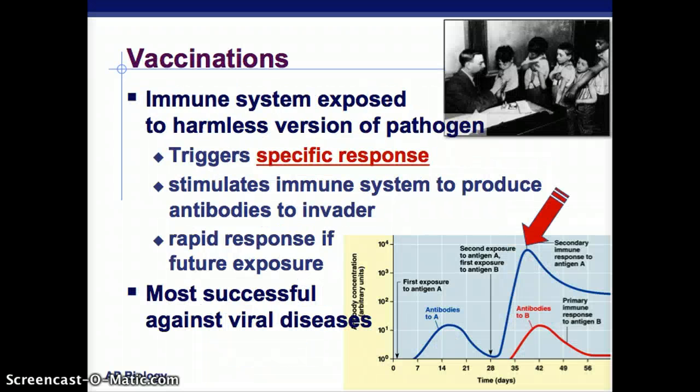Okay, so vaccinations. We all get vaccinations to help us keep from getting sick, and it's when your immune system is exposed to a harmless version of the pathogen, and it triggers that specific response. So it stimulates the immune system to produce antibodies, and that means you get that second response later on, which is a faster response to the pathogen. So you'll get a rapid response in future exposure. And it's most successful against viral diseases, not so much bacterial.